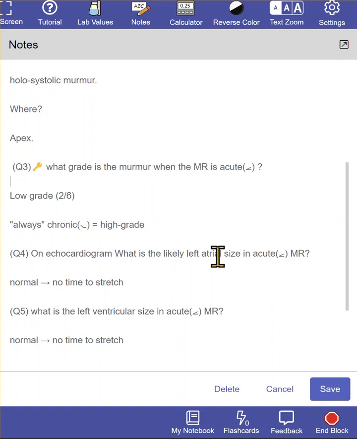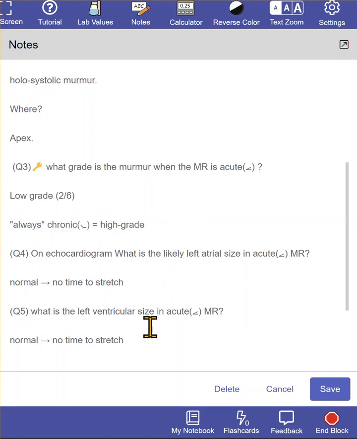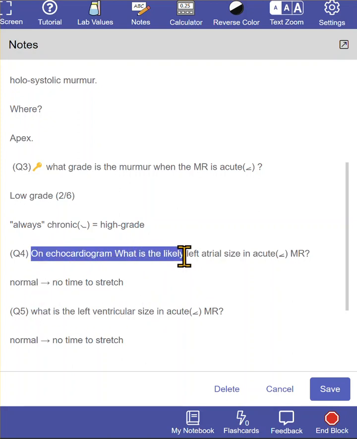Because the cross-sectional area of the whole of the VSD is going to be larger, the turbulent blood flow is going to be decreased, so the precordial murmur is going to be lower in volume. And so with chronic, you're going to get a high grade, and with acute, you're going to get a low grade.